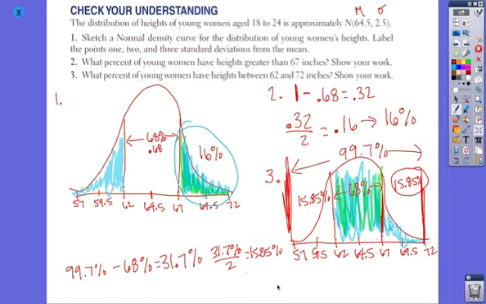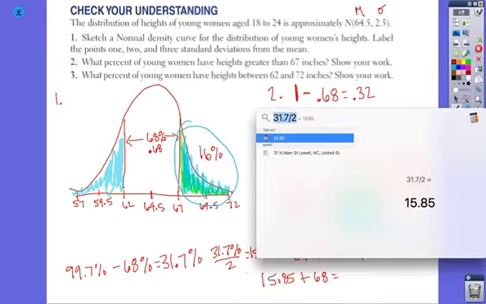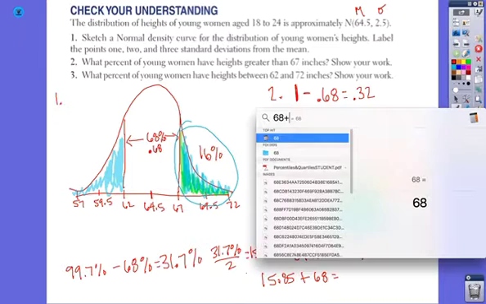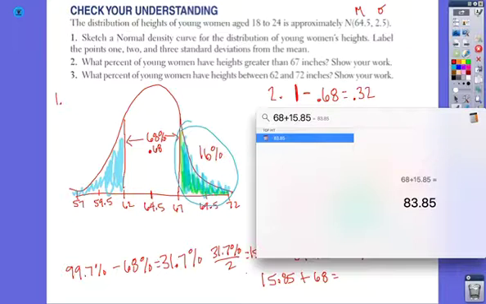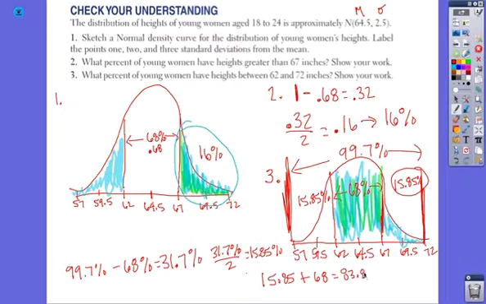So what I'm going to do is I know I'm going to have that 15.85 and I'm going to have to add to it the 68 that I already had for 1 standard deviation away. When I do that, I say 68 plus 15.85, and that gives us 83.85, which is approximately 84%, which would be our answer.